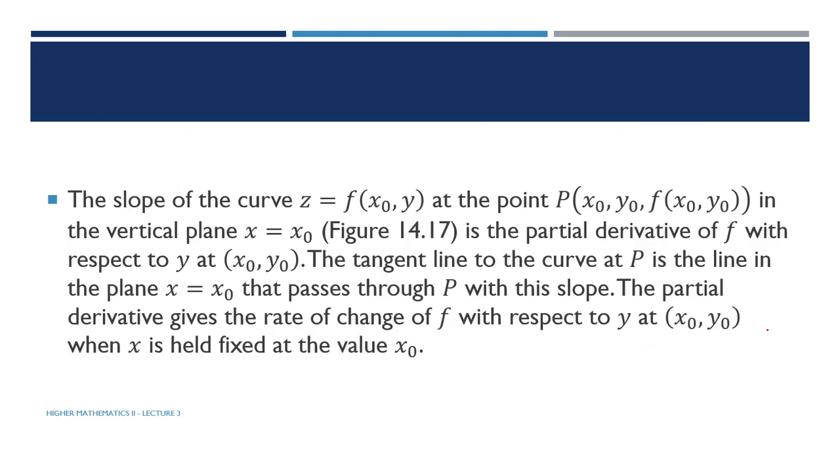The slope of the curve z equals f of x0, y at the point P, x0, y0, f of x0, y0, in the vertical plane x equals x0 is the partial derivative of f with respect to y at this point. The tangent line to the curve at P is the line in the plane x equals x0 that passes through P with this slope. The partial derivative gives the rate of change of f with respect to y at this point x0, y0, when x is held fixed at the value x0.